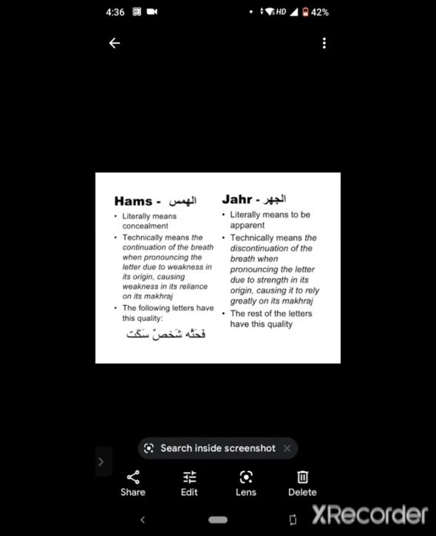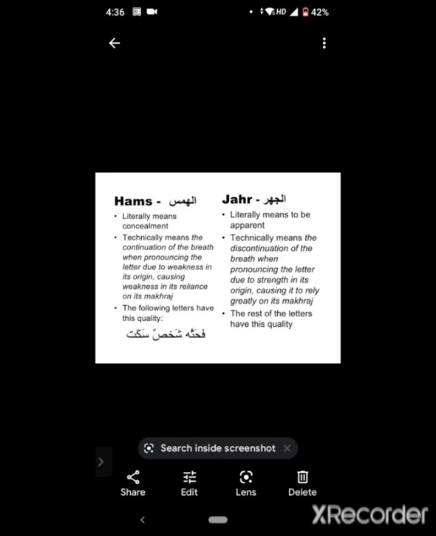First, we'll start with Sifat allati laha Did, meaning the Sifat which have opposites. So we'll start with hams. The opposite of hams is jahr. Al-hams means concealment.